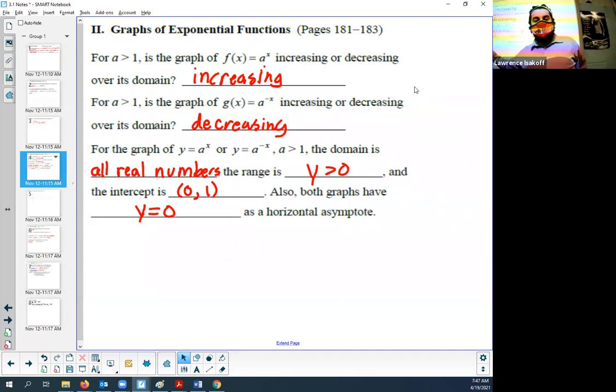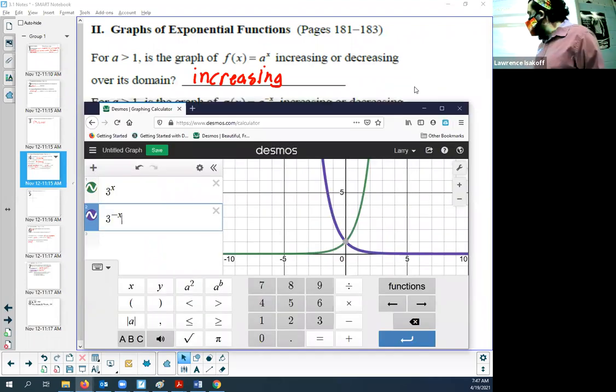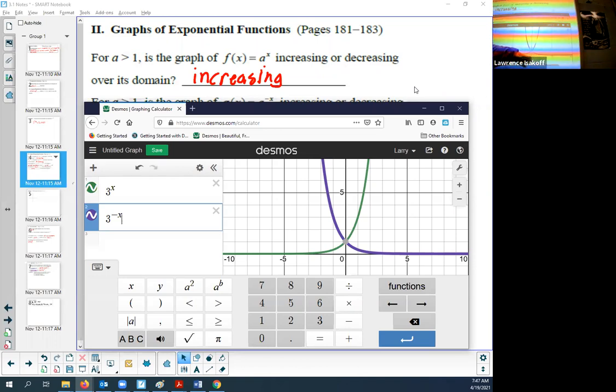So the domain will always be all real numbers, and the range is y is greater than 0. When we look back at these, either of them, you notice it appears they have an asymptote of the x-axis. It never seems to cross the x-axis. It's just an asymptote. So I'm just going to say anything greater than 0 is my range.